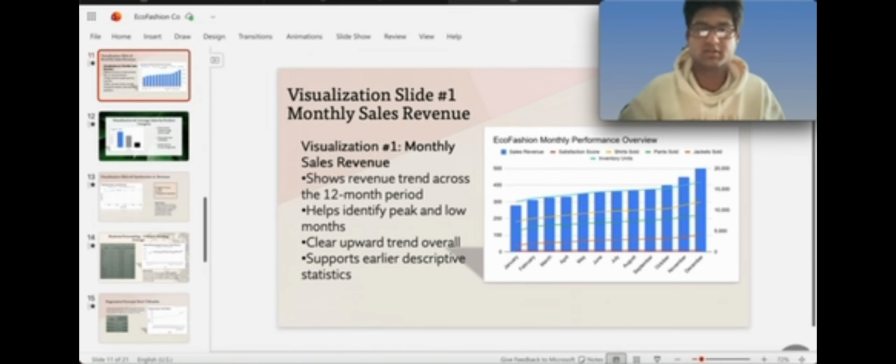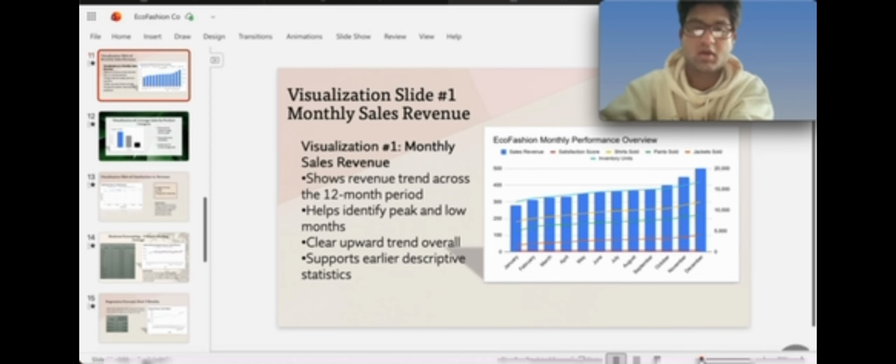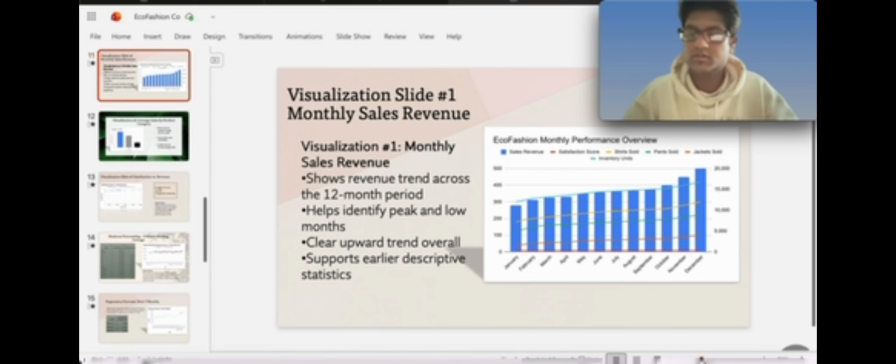Hi, my name is Azan Bashir, and I will be going over slides 11 through 15. Okay, for our first slide, we have a visualization showing Eco Fashion's revenue across all 12 months of the year. As you can see, there's a steady upward climb from January through October, which suggests consistent growth rather than random fluctuations. This indicates that the company has a solid customer base and effective ongoing sales strategies throughout the year.